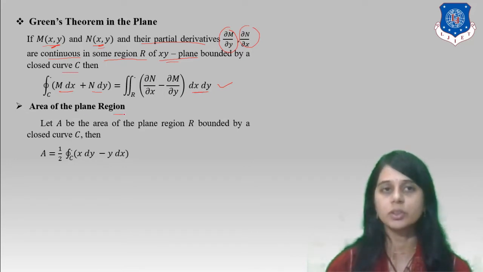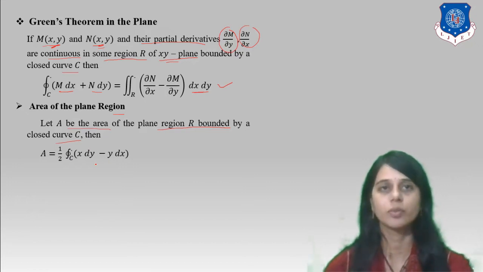Area of the plane region. Let A be the area of the plane region R bounded by the closed curve. We write area equals 1 by 2 times the integral over the closed contour of x dy minus y dx.